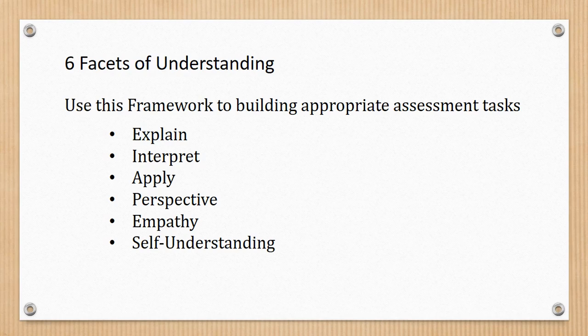The authors Wiggins and McTighe also came up with 6 facets of understanding and suggested using it as a framework to build appropriate assessment tasks. Now, they don't indicate that you should be doing every single one of these, or that every single one of these facets should apply to every single assessment, but for you to consider these. Think about Bloom's taxonomy of learning, and you'll see that these are all action words.